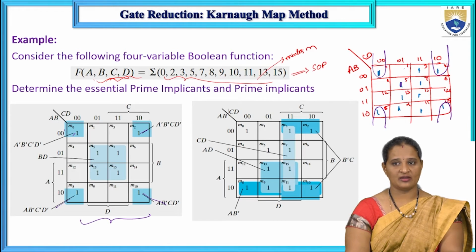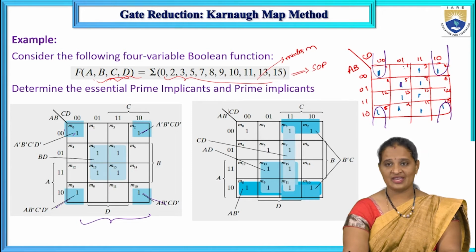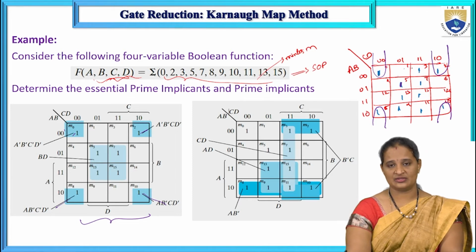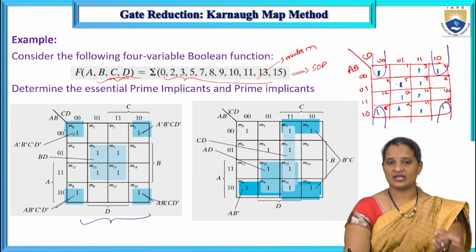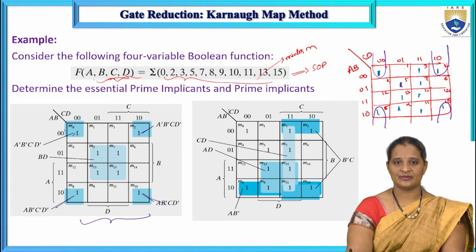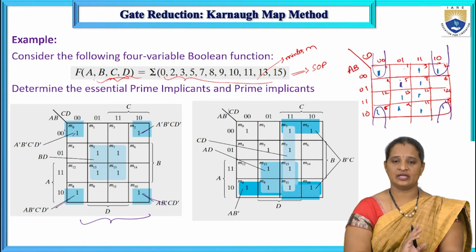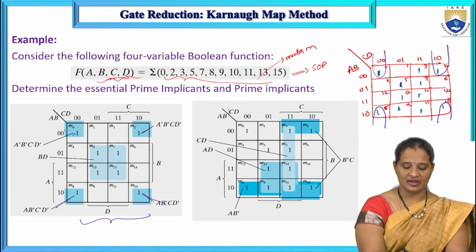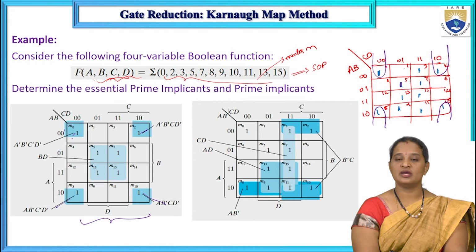Can I form an octet here? We cannot find any 8 cells which are adjacent to each other, so I cannot form an octet. So what is the next higher group? Quad, that is a group of 4 cells. So now we have decided that the first possible highest group is the quad, and after that we need to identify the essential groups which can only cover a particular min term. Like that we have identified this is an essential group where only this can cover the min term 0.